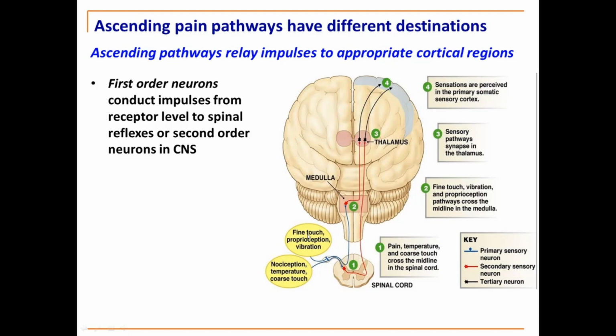But the first order neurons conduct impulses from the receptor level. So we're thinking about nociceptors, of course, to the spinal reflexes, or to the second order neurons. So here is our first order neuron. You can see nociception coming in at the level of the spinal cord.